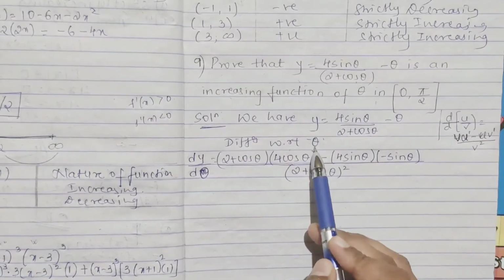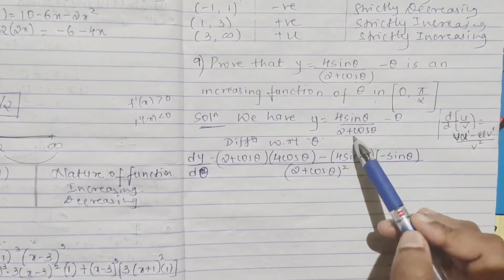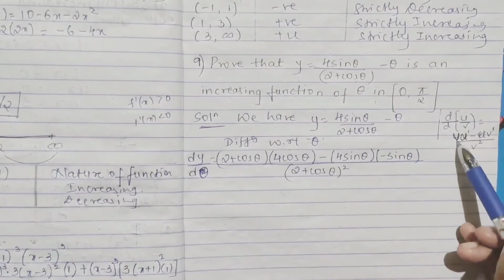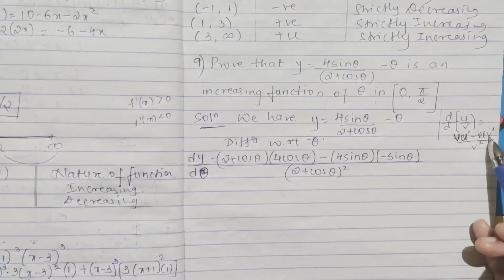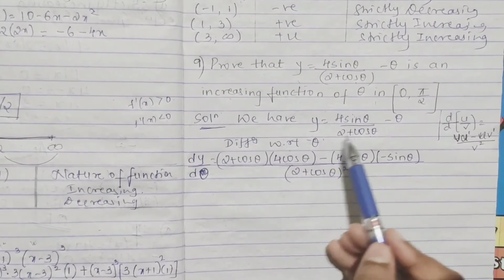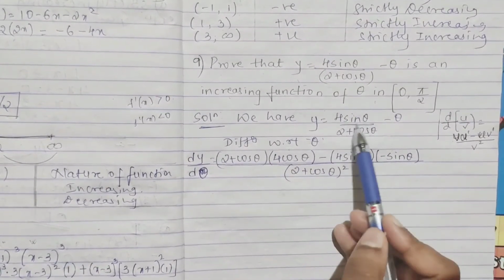So differentiating with respect to theta, right? It is in u by v form. Differentiation of u by v: first keep your v and differentiate your u, minus keep your u and differentiate your v, whole divided by v square. The same way, I have kept my v and differentiated my u.